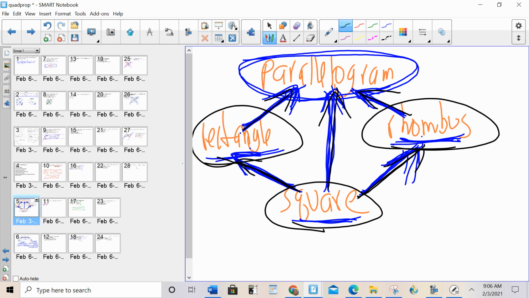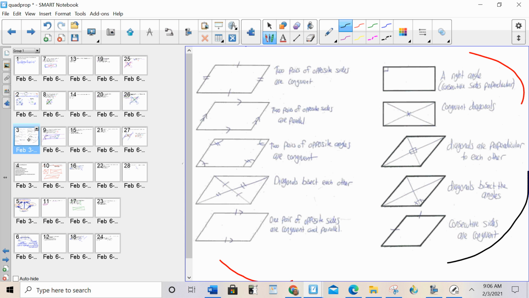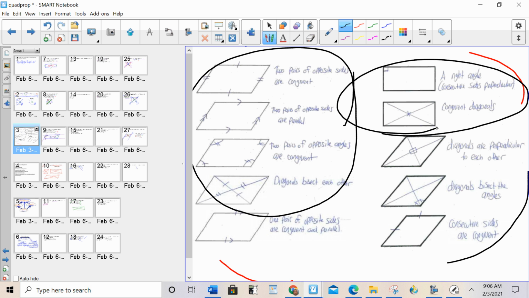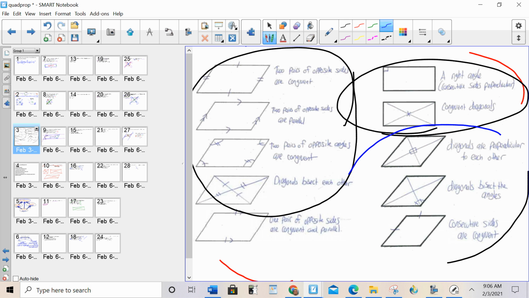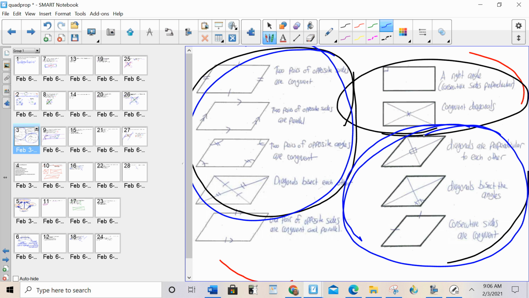To prove a rectangle, it has to be a parallelogram first. So that brings us to this. To prove a rectangle, I have to first prove it's a parallelogram and then prove one of these two. To prove it's a rhombus, I have to first prove it's a parallelogram, then I prove one of these three. And to prove it's a square, it has to first be a parallelogram, and then it's the baby of the rectangle and the rhombus, so it has to have one of these and one of these.